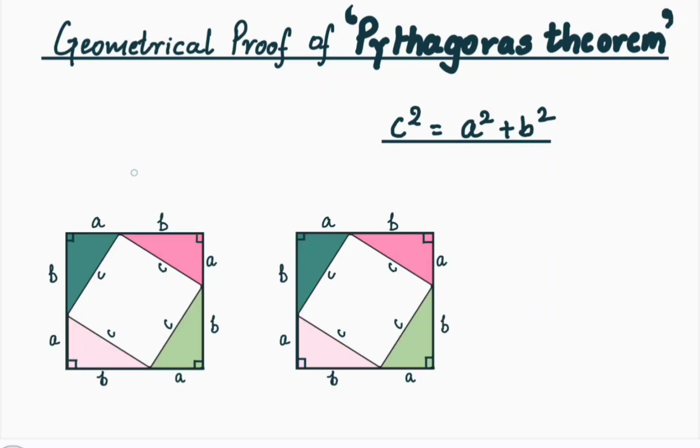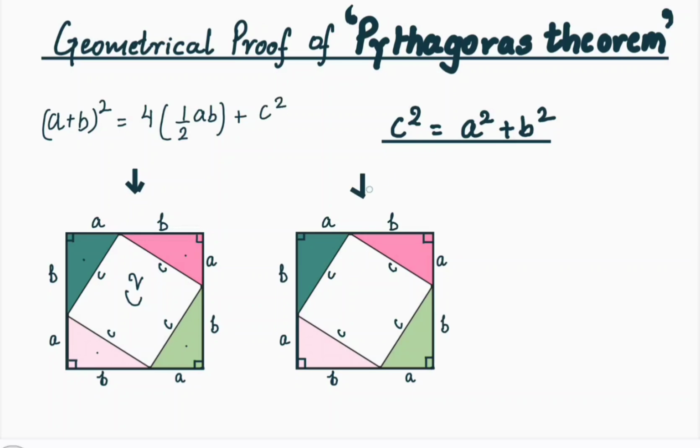To prove this theorem, I've taken a square with side a plus b and made four right angled triangles at its corner with sides a, b and c. In all the triangles, the hypotenuse is c, that makes the inside square area c square. The area of the outer square is a plus b whole square, which is equal to the area of all the four triangles, 4 into 1 by 2 a into b, plus the area of the inner white square c square.